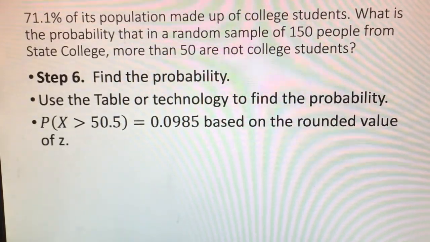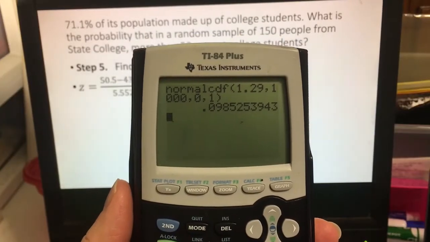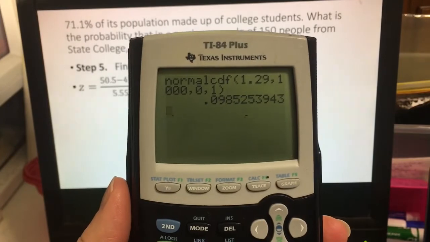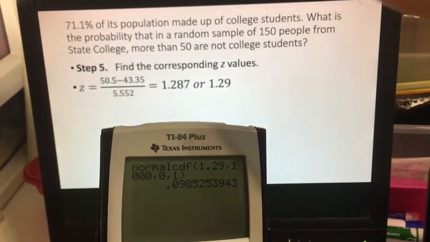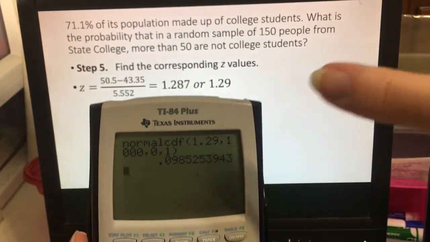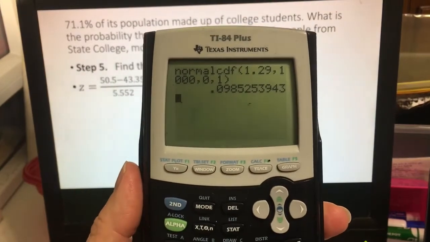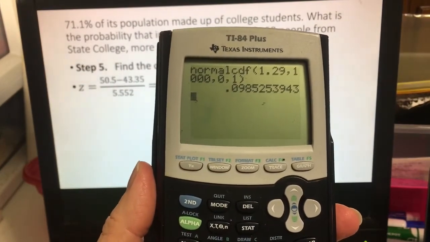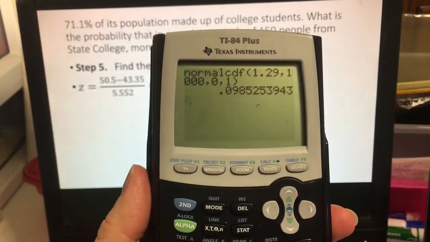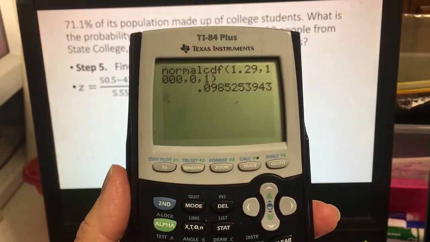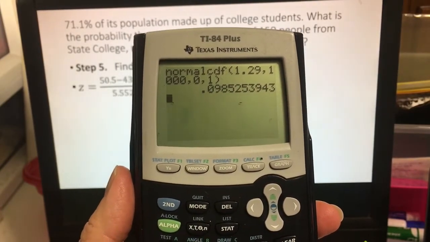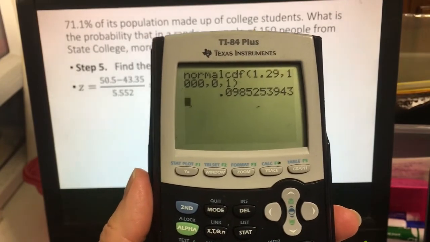Okay, so here we go. Let's look at our calculator. Here is my calculator screen, and I put in the 1.29. That is the Z-score. I'm using the CDF because this is a continuum. This is not one value. This is like going cumulative.